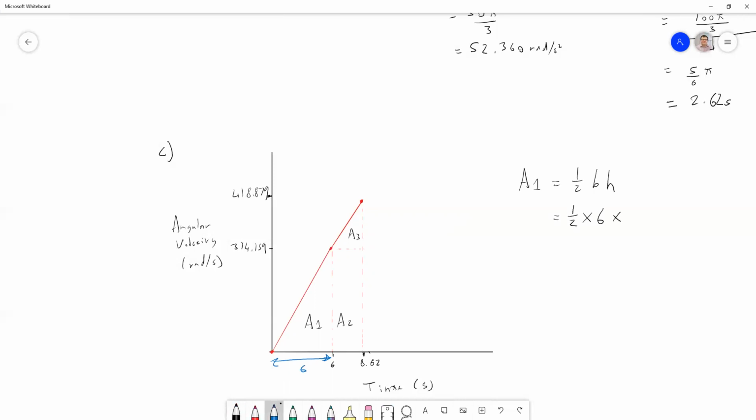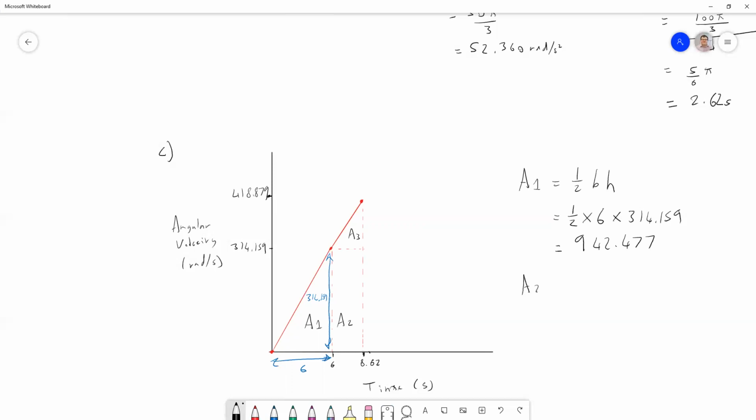Well, the height of this triangle is the velocity at the end of stage 1. We can see that's where that triangle stops. So the height of this is 314.159. So let's write that in there, 314.159, or if you prefer to stick with the exact values, you could be using 100 times pi for that. It's the same. And the answer I get is 942.477. So great, that's area 1.